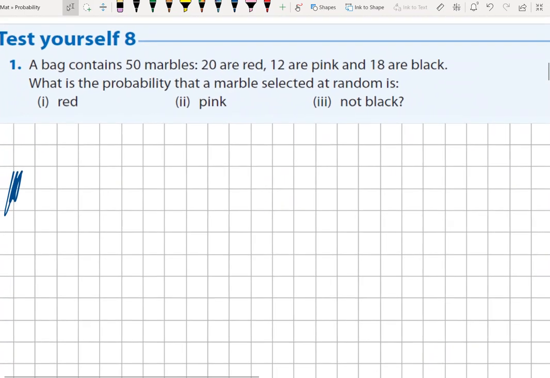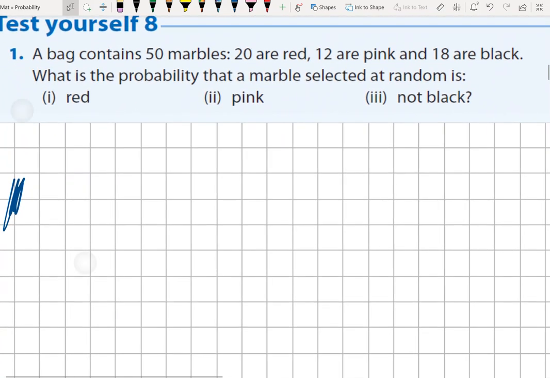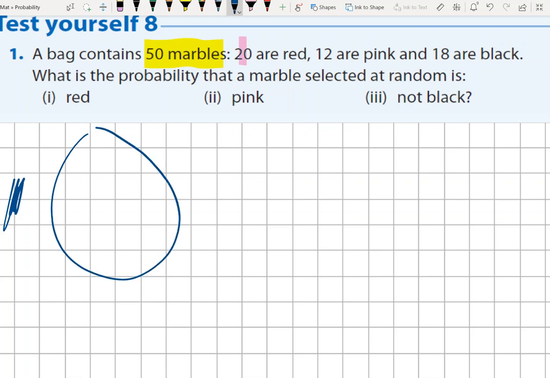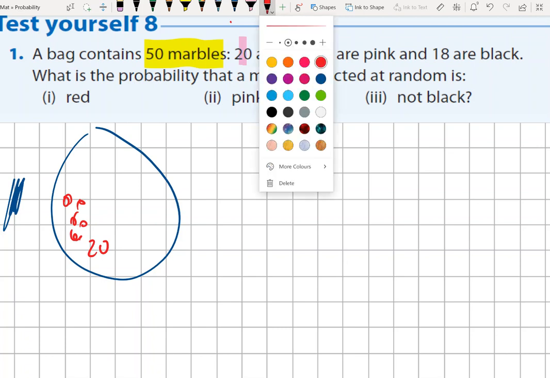So we read the question carefully to make sure we understand the situation. A bag contains 50 marbles, so there's 50 outcomes. Now, in particular, there's 20 red. Now what I'm going to do is draw a little picture. So there's my bag. I'm not going to draw out 20 marbles here, but I'm going to draw some red marbles and say that there's 20 of them. Some pink marbles.